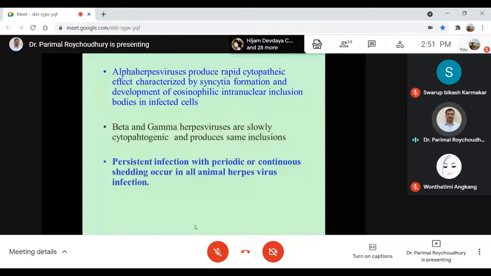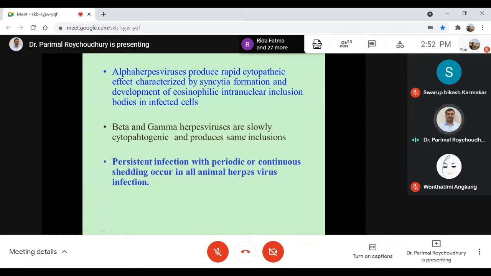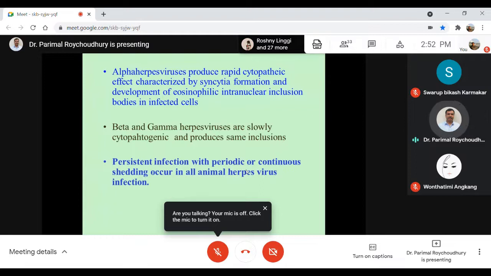Some cytopathic effect differences we can see: the alpha viruses are rapidly cytopathogenic and produce typical changes in the infected cell. In comparison, beta and gamma viruses are slowly cytopathogenic. All herpes viruses characteristically form intranuclear inclusions, which are diagnostically important. The last point, which mainly concerns us, is that herpes viruses undergo latency. Once an animal is latently infected, it is extremely difficult to trace that animal, and it becomes a source of infection at a later stage.